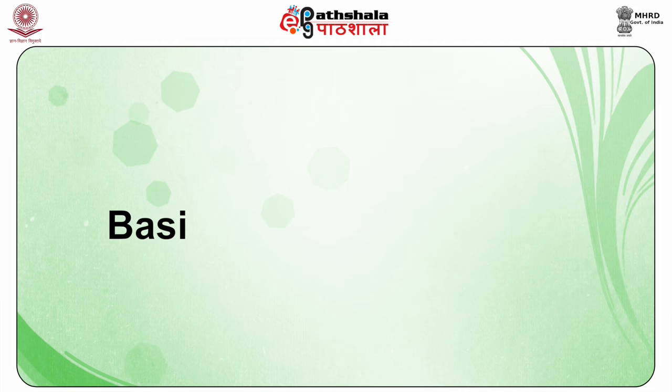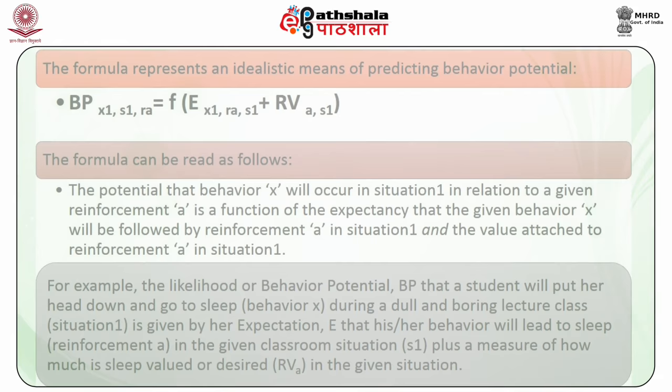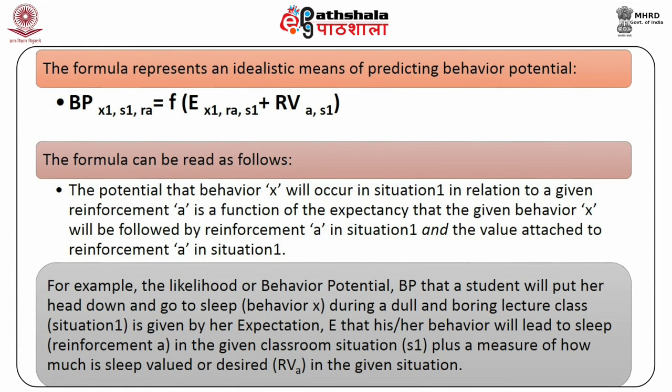Rotter proposed a basic formula to predict behavior in specific situations that includes all four variables. The formula represents an idealistic means of predicting behavior potential. BP(x, S1, Ra) = f(E(x, Ra, S1) + RV(a, S1)). The formula can be read as follows. The potential that behavior X will occur in situation 1 in relation to a given reinforcement A is a function of the expectancy that the given behavior X will be followed by a reinforcement A in situation 1 and the value attached to reinforcement A in situation 1.